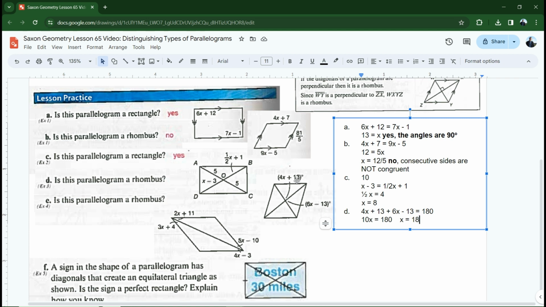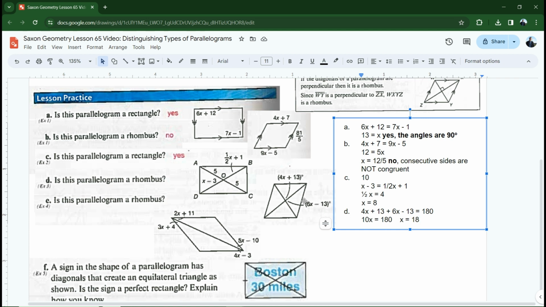Wait a second, 72 plus 13? That's only 85. Let's make sure that I did that right. This one should equal 95 because they have to add to 180, if I did this right. So 6 times 18, let's see, 6 times 10 is 60, 6 times 8 is 48. So 6 times 18 is 108, minus 13 is 95.